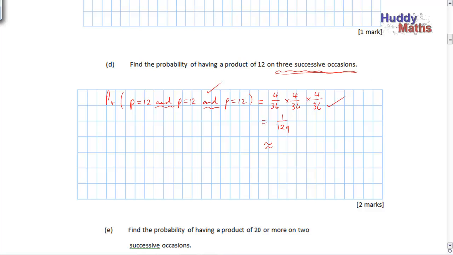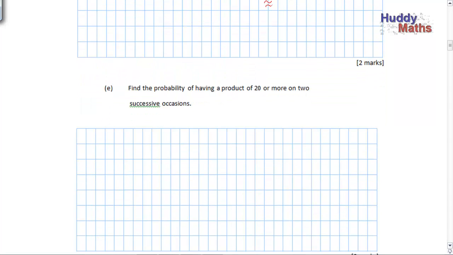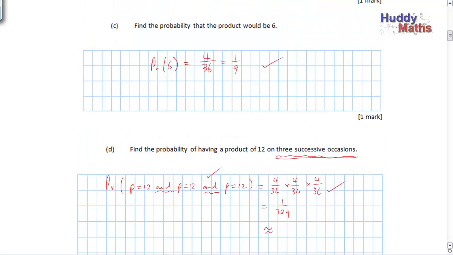Okay, how are you going? Getting the hang of this probability? Being analytical is important. Find the probability of having a product of 20 or more on 2 successive occasions. Probability of greater than or equal to 20. But what's the probability of the product being greater than 20 or equal to it? We're going to have to go back, aren't we? Come back up to the grid and see.